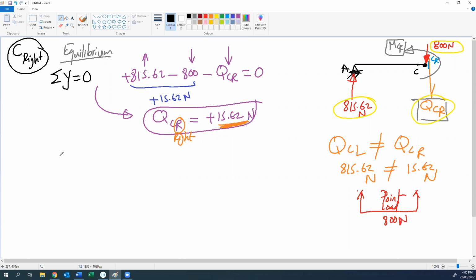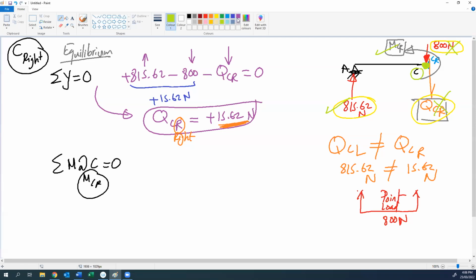The second step is to apply summation of moment at C equal to 0. This is to find the moment MC right. How can we find the moment MC right? If we are at point C here and take the equilibrium of the moment at point C, what causes moment and what doesn't? 800 passes through the section, so it doesn't cause moment. QCR also passes through the section, so it doesn't cause moment. So only the reaction and MCR are affecting the equilibrium equation.